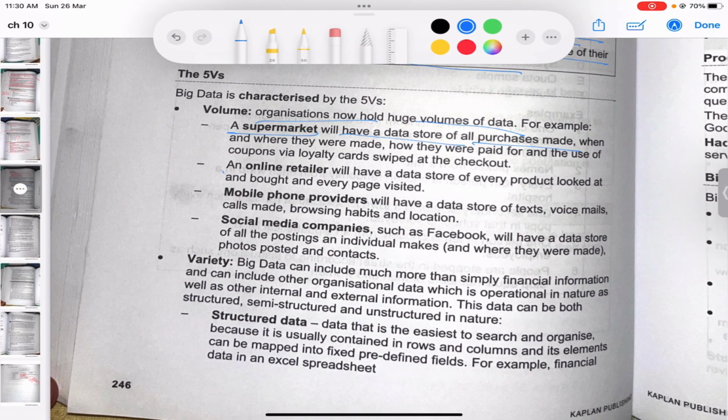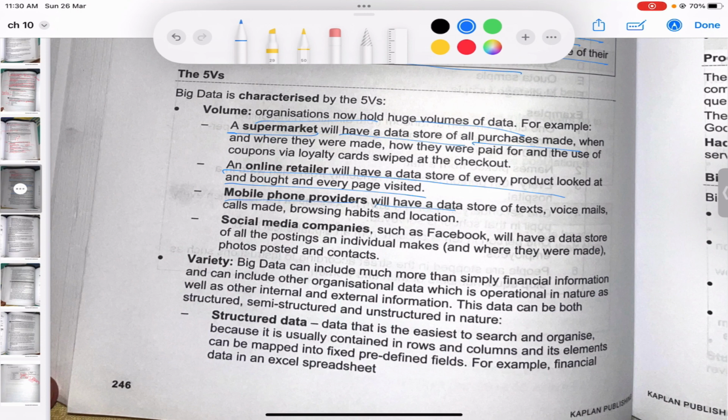And an online retailer will have the data of every product looked at and bought and every page visited. So all that you browse will always be stored by an online retailer. Next time when you open the app, they are going to show you, do you want to add this product in your cart? They know that you like that product because you have browsed for it before.